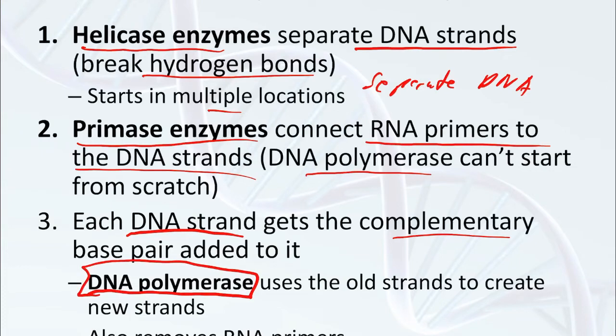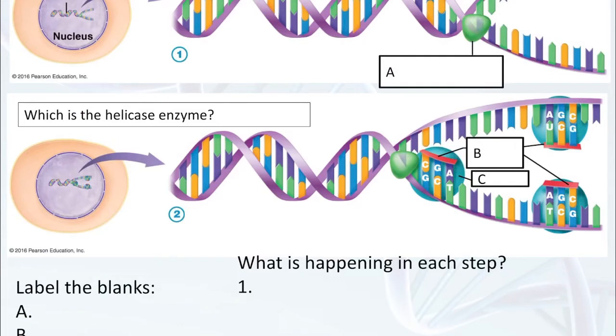DNA polymerase comes in, it uses those two old strands to create two new strands. So old strands, new strands, right? So it's taking that one old strand that was there and adding the complementary base pairs to each base along that old strand. And then along the way, it's also going to remove those RNA primers that we started up here with the primase enzymes. Okay, so it's going to run along and do that.